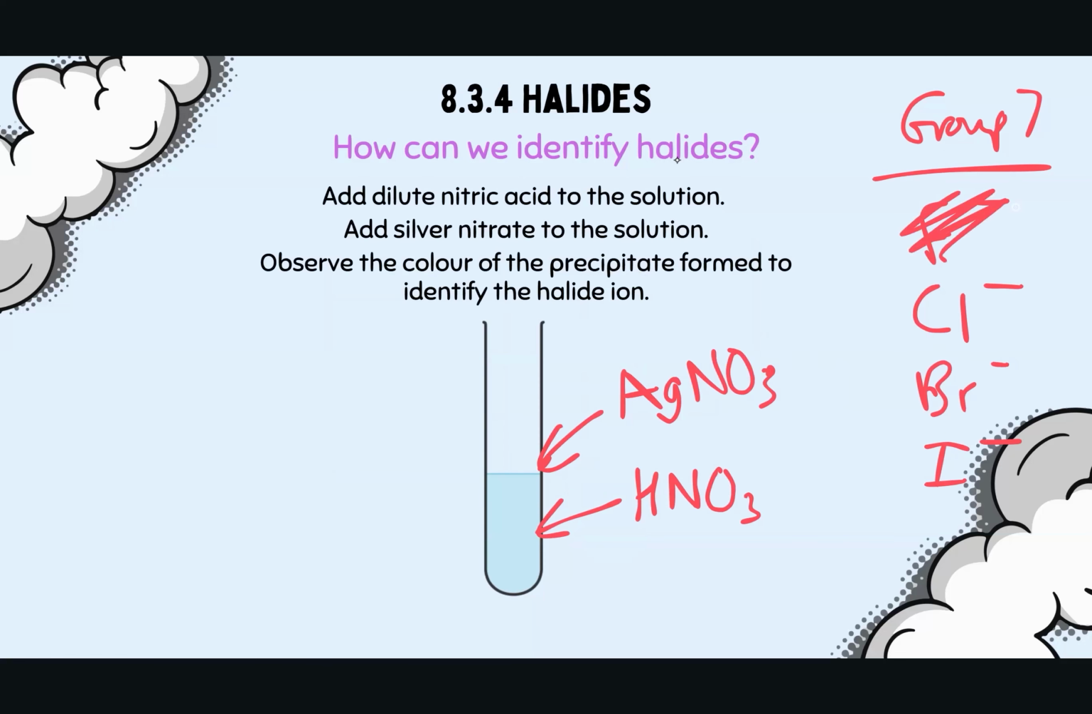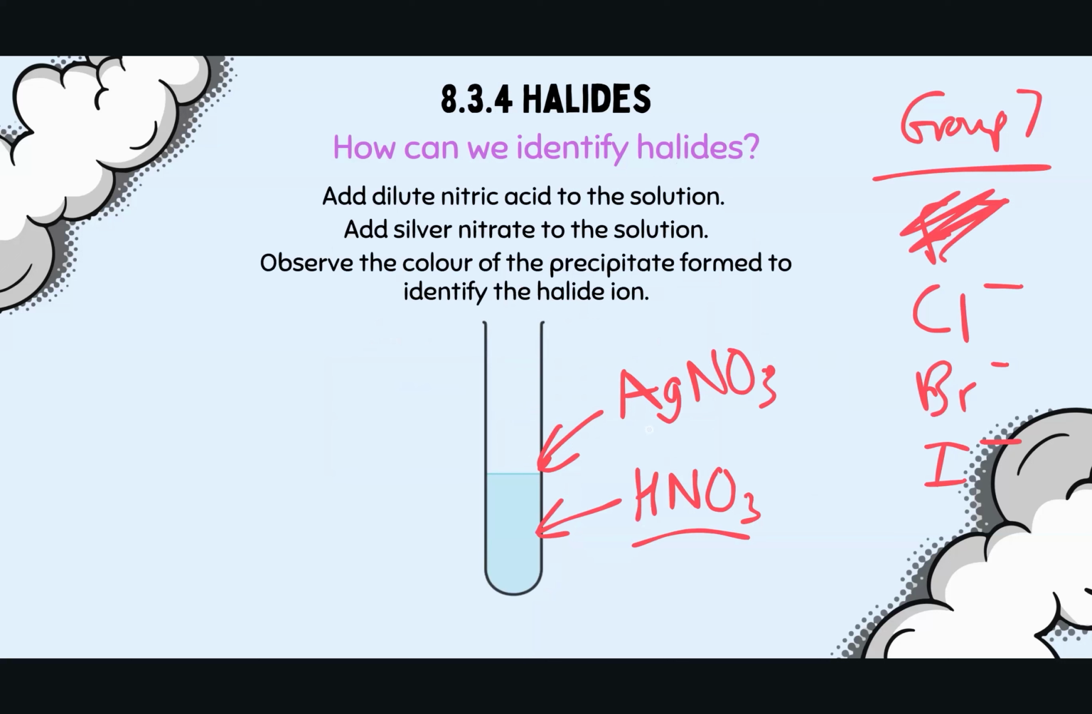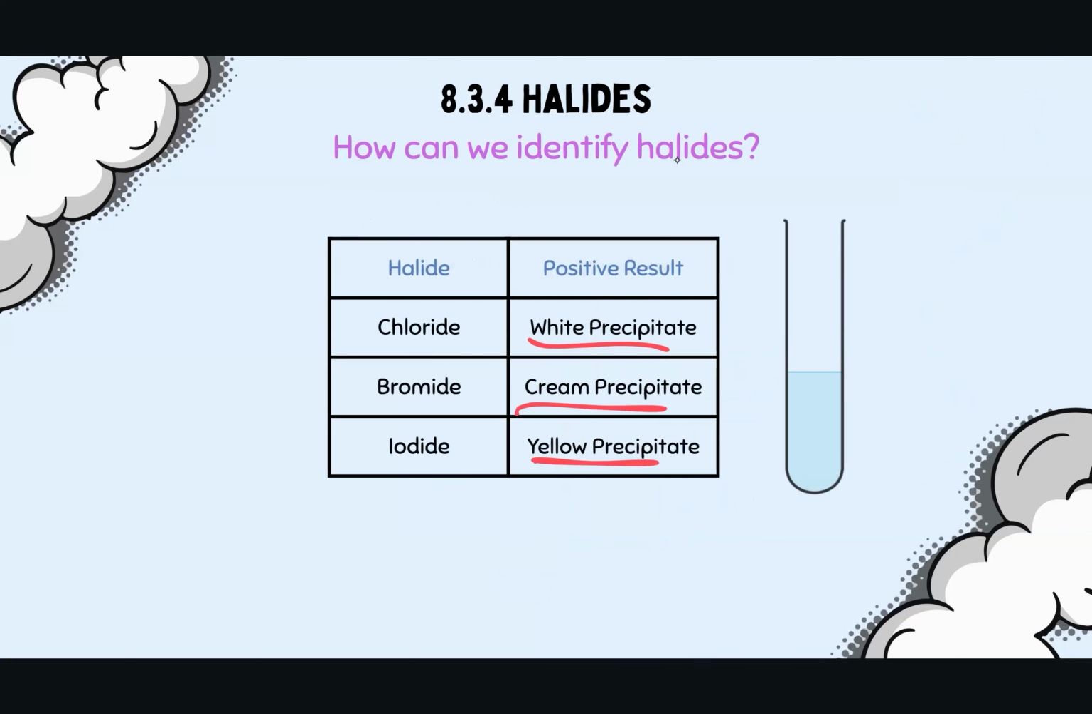Now, fluorine is too reactive, so usually nothing happens with fluorine. Chloride gives a white precipitate, bromide gives a cream precipitate, and iodide gives us a yellow precipitate. So if we're trying to identify an unknown substance, one of the things we can do is add nitric acid, silver nitrate, and then if we get one of these three color changes, we know it's a chloride, a bromide, or an iodide. Now let's say it turns red. Then it means it wasn't any of these three.